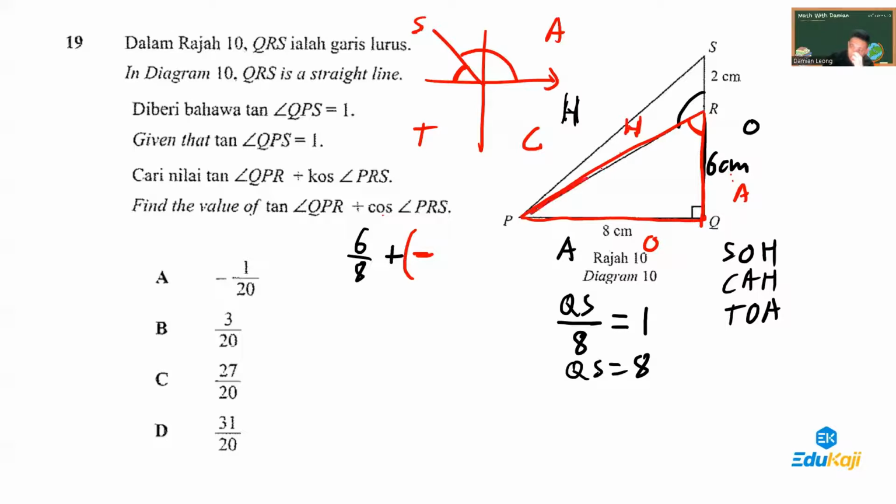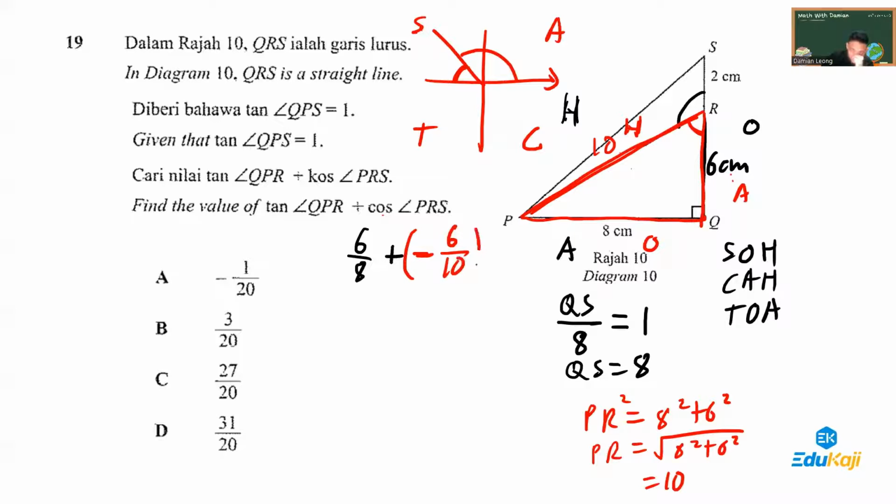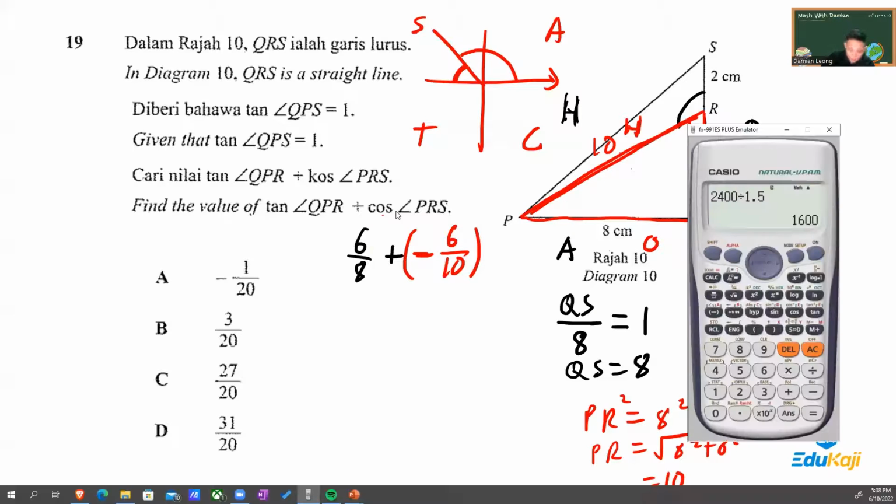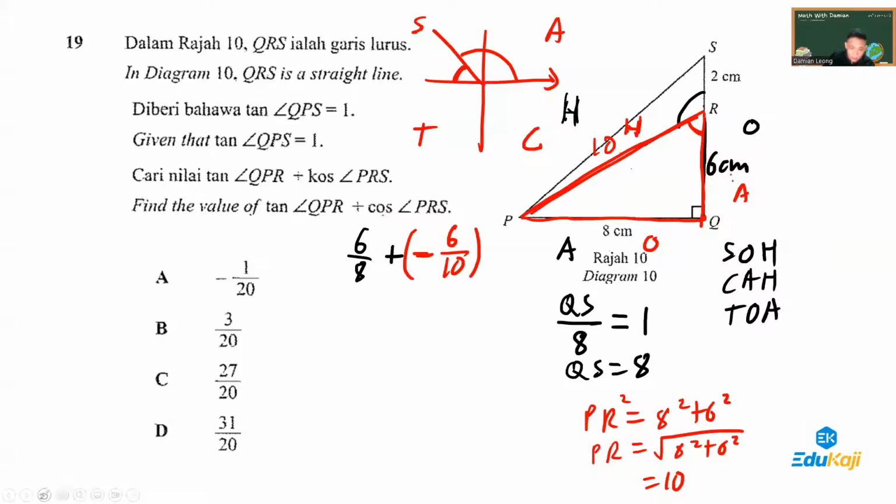Here is 6. I need to find PR using Pythagoras theorem. PR is the hypotenuse, means PR square is 8 square plus 6 square. PR would be the square root of 8 square plus 6 square, which is 10. So it's plus negative 6 over 10. Different sign means minus. So it's the same as 6 over 8 minus 6 over 10, 3 over 20. Answer is B.